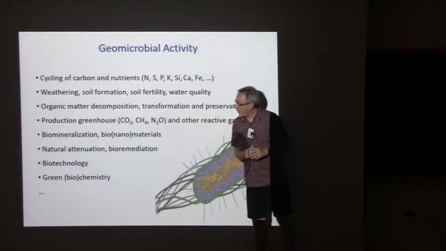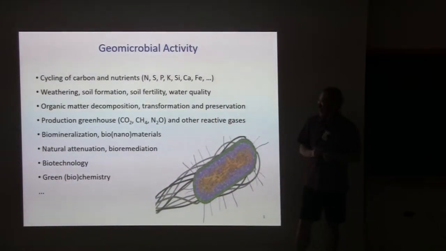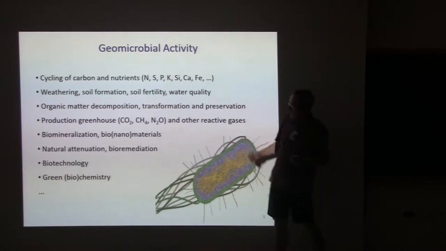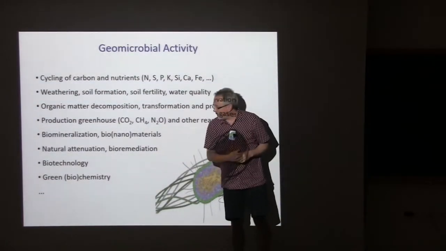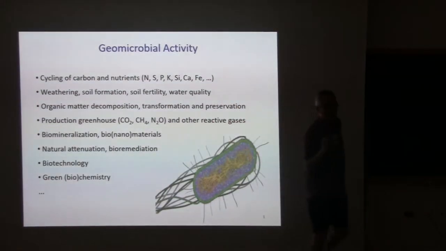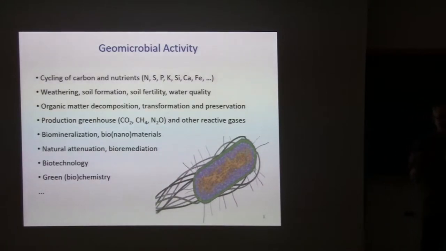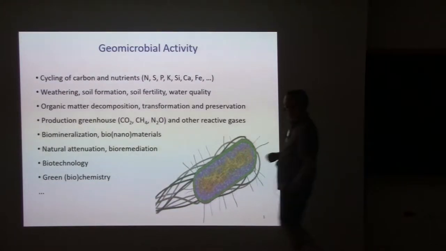Microbes are probably among the biggest producers of greenhouse gases and other reactive gases. They're involved in biomineralization processes. For instance, many of the calcifying organisms in the oceans, like coccolithophores and foraminifera, are actually unicellular microorganisms.